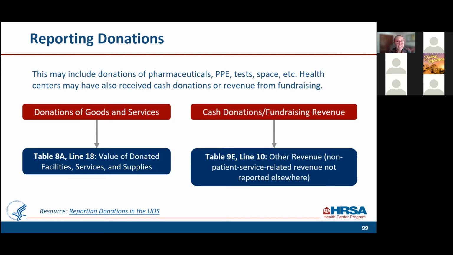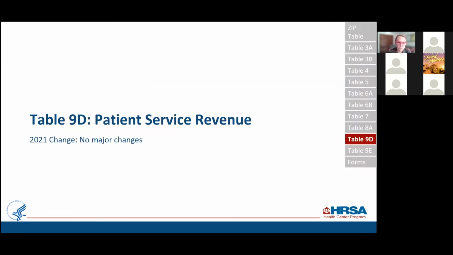Table 8A, line 18 is where health centers should report all non-cash donations. This includes in-kind services like donated facilities or supplies and pharmaceuticals and volunteer hours. Be sure that no cash donations are reported here. Cash donations are reported on Table 9E. There is a resource in your materials if you want to see some examples of this. Those are the materials that were sent out at the beginning of the training in that zip file.